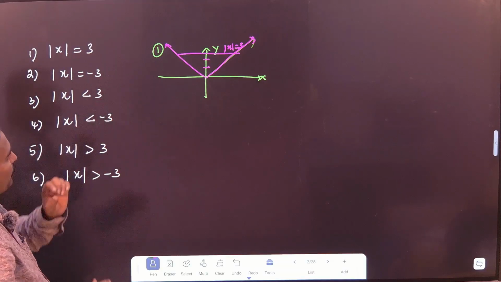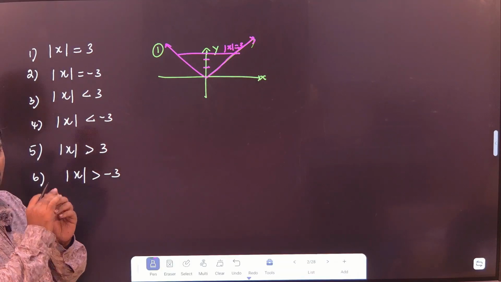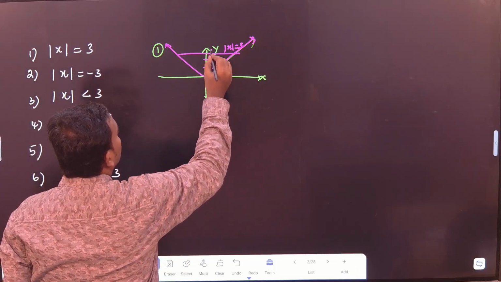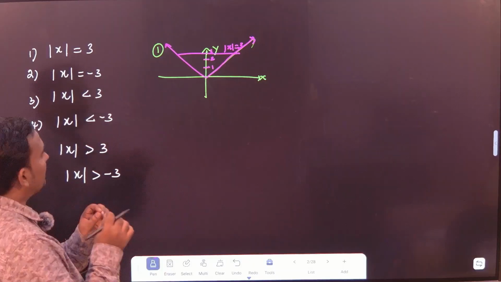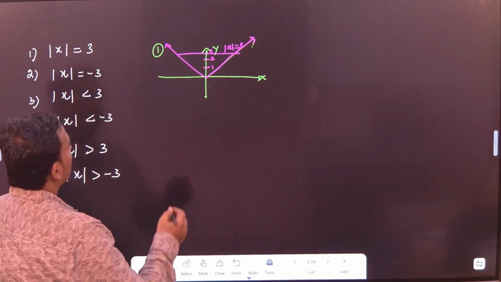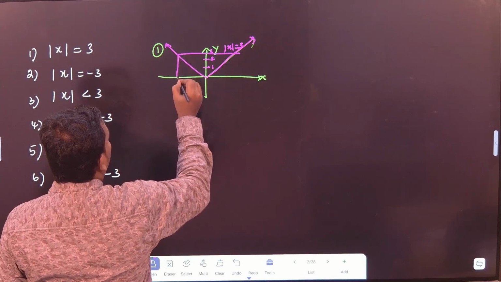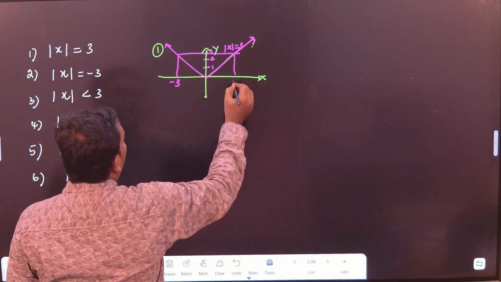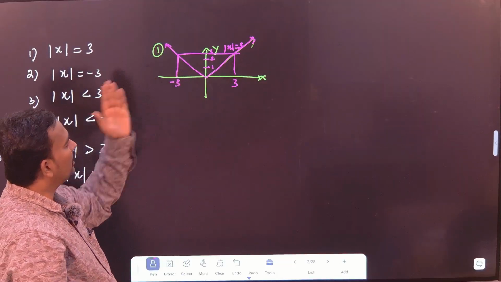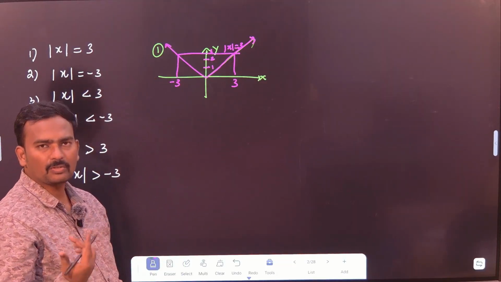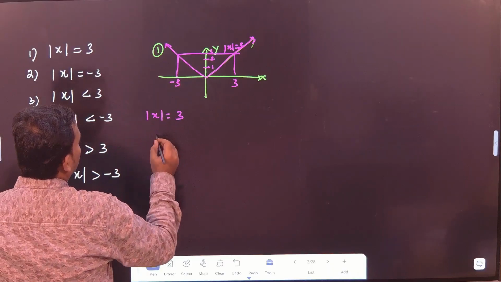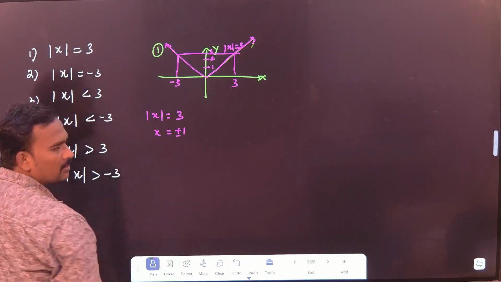Mod x equal to 3 means you have to focus on the y-axis, right? So, 1, this is your 1, this is 2, this is 3. So, mod x exactly 3 means what is the possibilities for the x value? X value should be minus 3, this is plus 3 only possible. If you take more than 3 or less than minus 3, mod x equal to 3 is not satisfied, right? So, therefore, the mod x equal to 3 means x should be plus or minus 3.